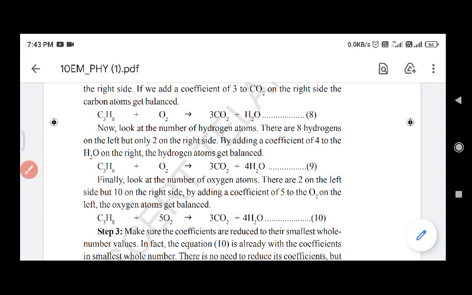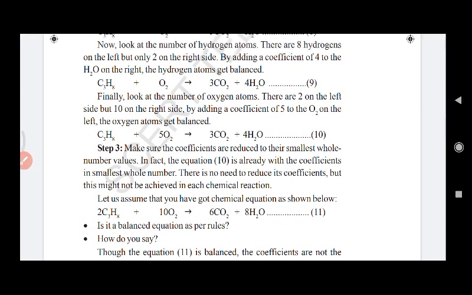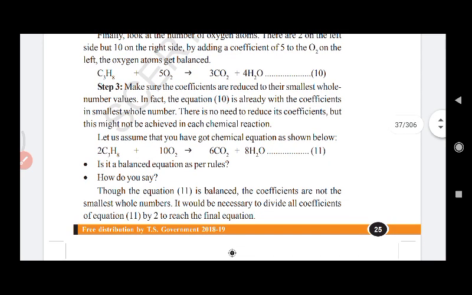Okay, so now carbon, hydrogen and oxygen atoms become balanced after writing these numbers before oxygen, carbon dioxide and water. So whatever changes we have to make to balance the given chemical equation, we have to make every change and write the chemical equation in step 2 only. Okay, in step 3 we have to make sure the coefficients are reduced, that is, whether the coefficients can be reduced into the simplest whole number ratio or not.